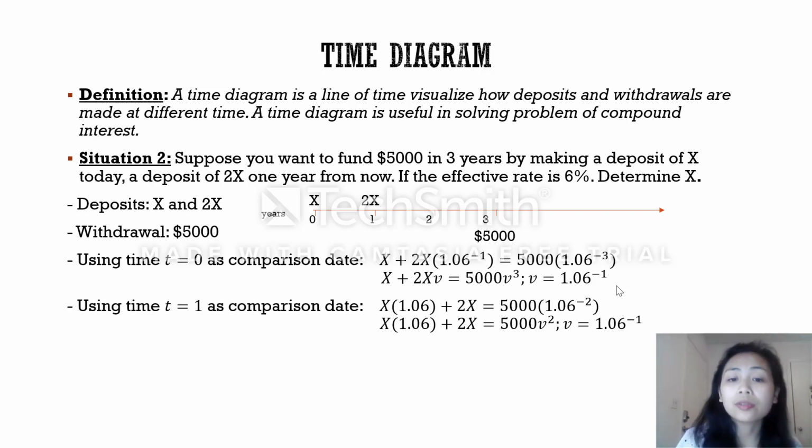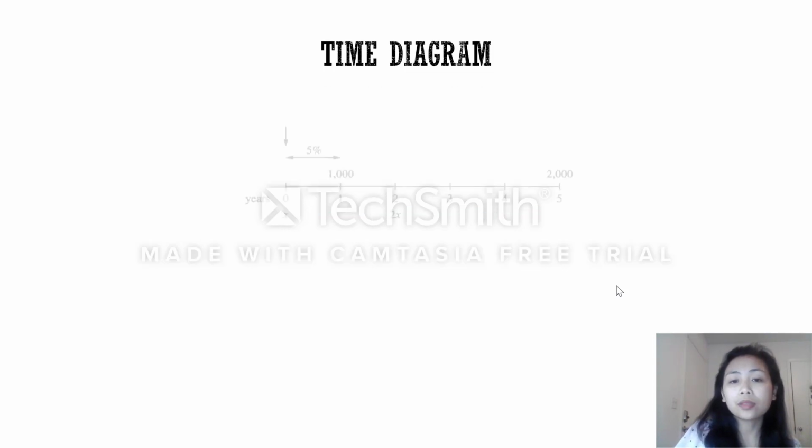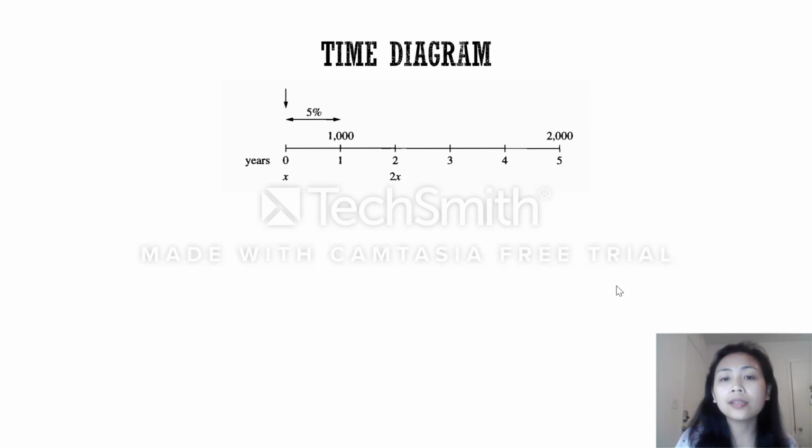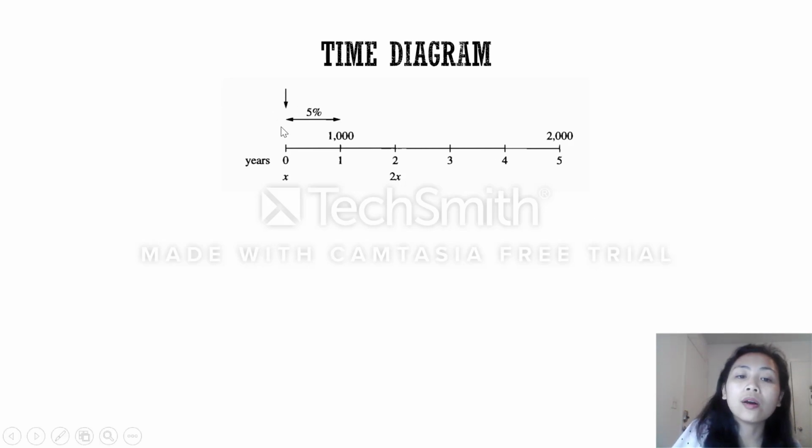So that's how you make the time diagrams. A time diagram has some properties. Here is the complete time diagram. In the first time diagram, I ignored the arrows and the interest rate because the problem is quite simple, so I didn't need to mark 6% and the arrows. However, the complete version of a time diagram should have arrows like this and the interest rate.